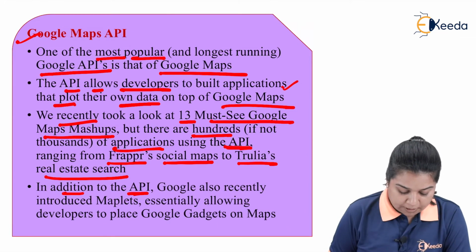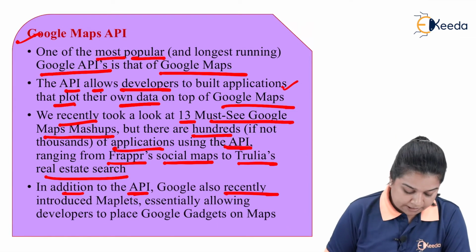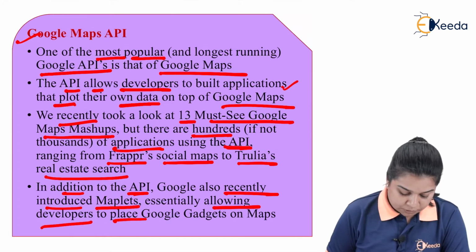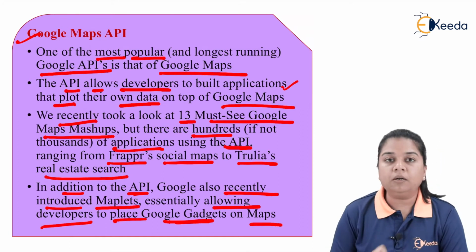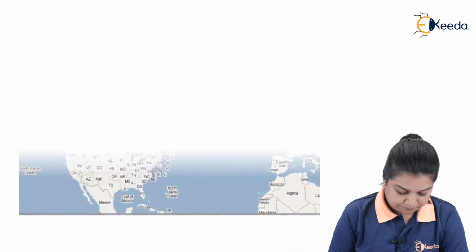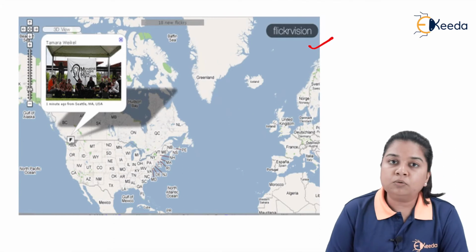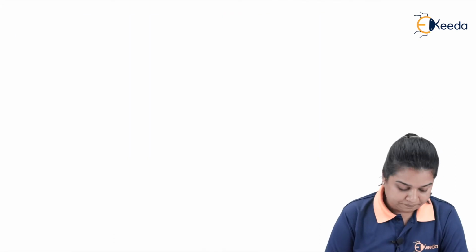In addition to the API, Google also recently introduced Maplets, essentially allowing developers to place Google gadgets on maps. See, this is the example for Google Maps API.